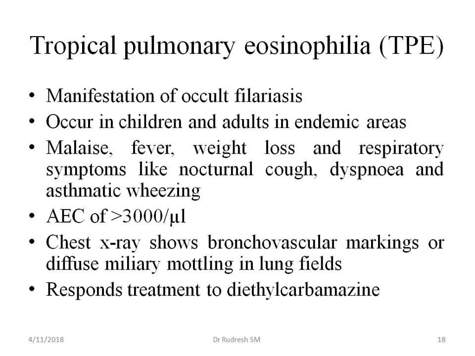So tropical pulmonary eosinophilia, TPE, is a manifestation of occult filariasis. Usually the condition occurs in children and adults in endemic areas. The clinical features include malaise, fever, weight loss, and respiratory symptoms including nocturnal cough, dyspnea, and asthmatic wheezing. If you do the absolute eosinophil count, it will be more than 3000 per microliter.